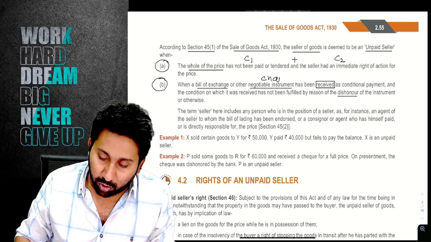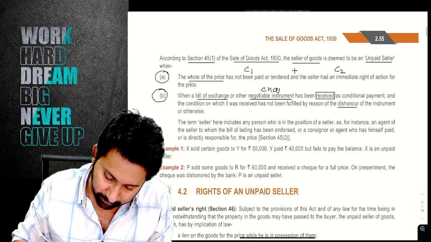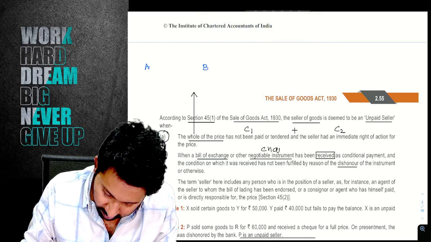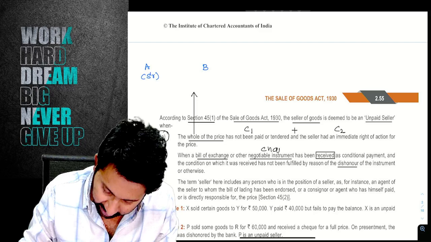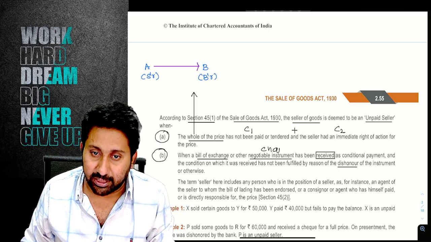Next. The whole of the price has not been paid or tendered. So first let us focus on understanding the whole of the price. Whole of the price means, for example, seller, buyer, A promised to sell the goods.